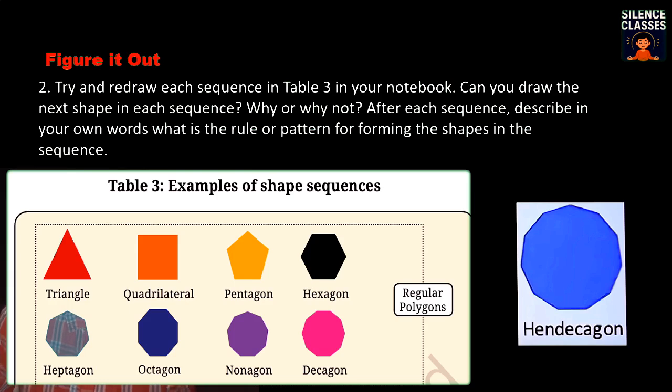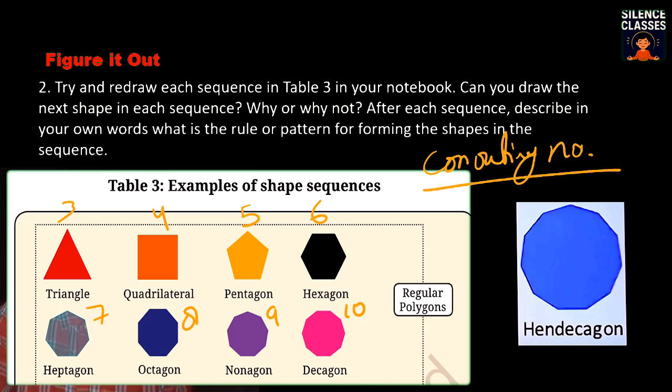Over here, the first pattern, we will get a regular polygon. I have told you that the number of sides and the number of angles should be equal. So over here we are using 3 sides, 4 sides, 5 sides, 6 sides, 7 8 9 10. What we are getting is counting numbers, or we can say a number sequence. After 10, 11 sides should be there, so we will get an 11 sided polygon, that is 1 2 3 4 5 6 7 8 9 10 11.